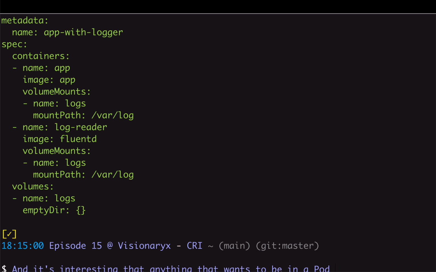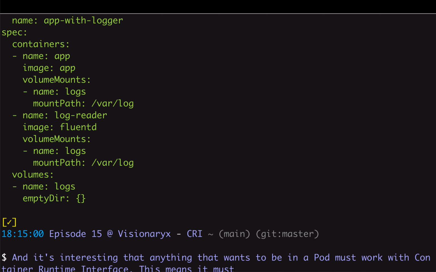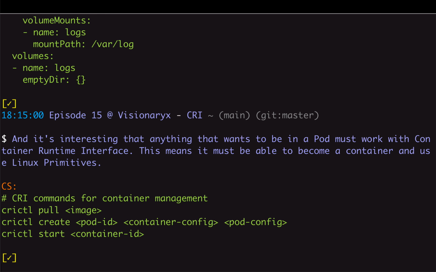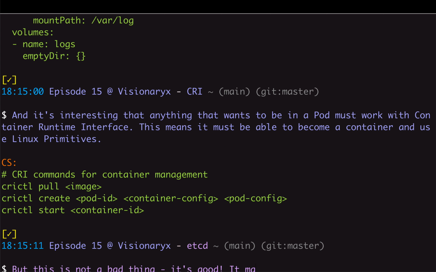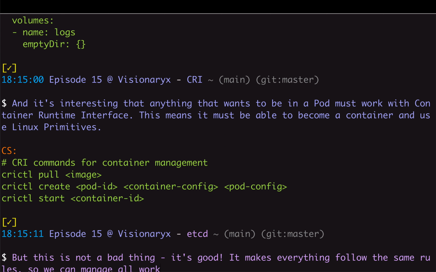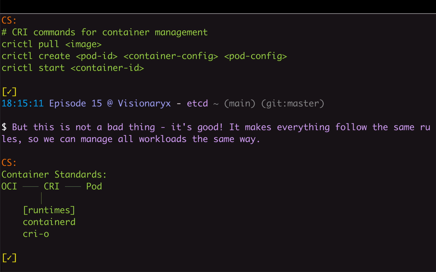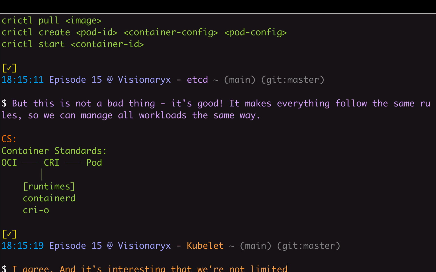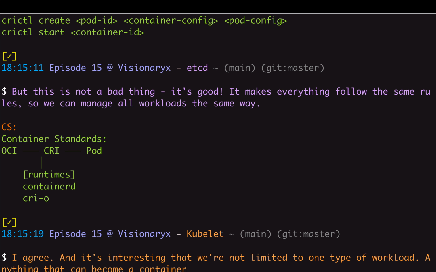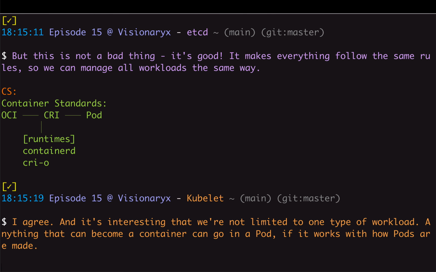And it's interesting that anything that wants to be in a pod must work with the Container Runtime Interface. This means it must be able to become a container and use Linux primitives. But this is not a bad thing. It's good. It makes everything follow the same rules, so we can manage all workloads the same way. I agree. And it's interesting that we're not limited to one type of workload. Anything that can become a container can go in a pod if it works with how pods are made.